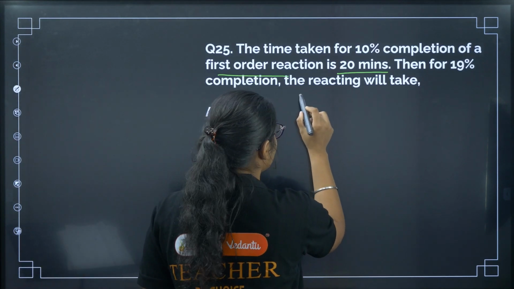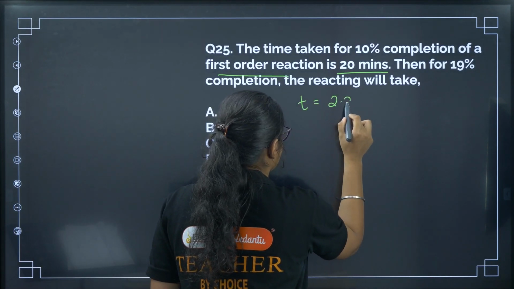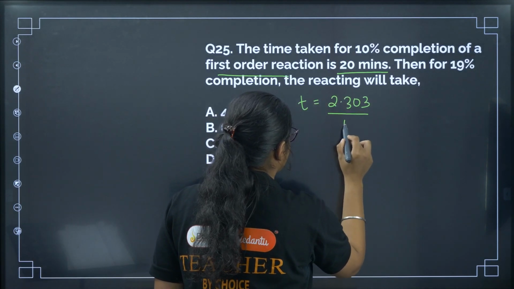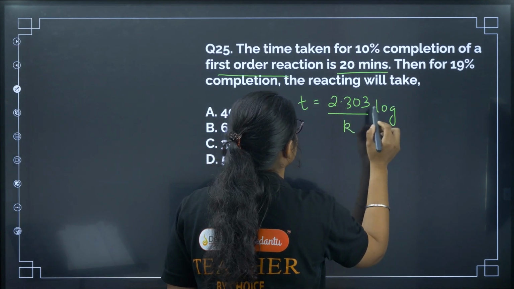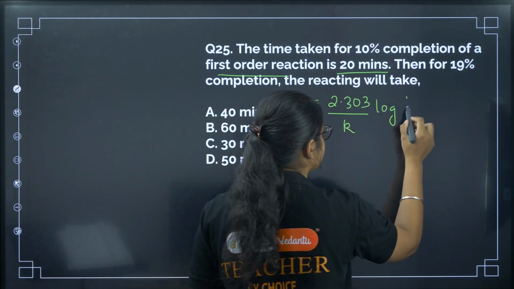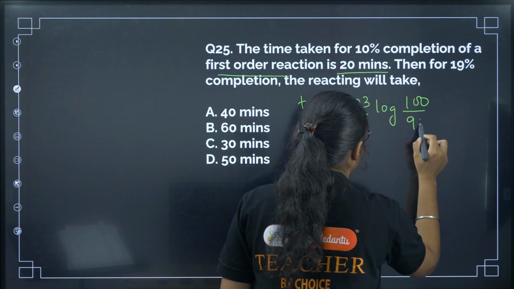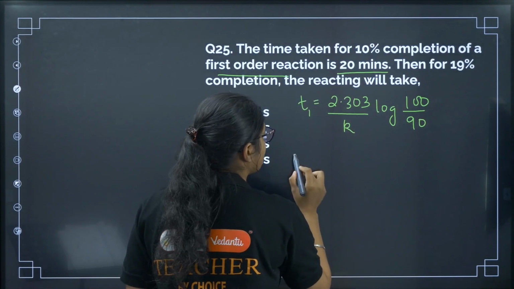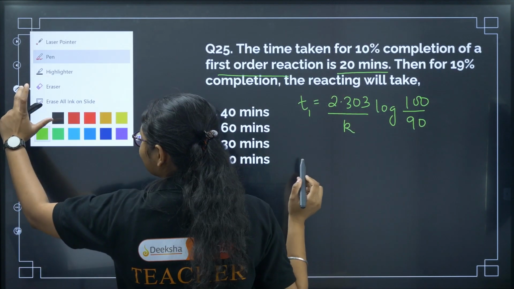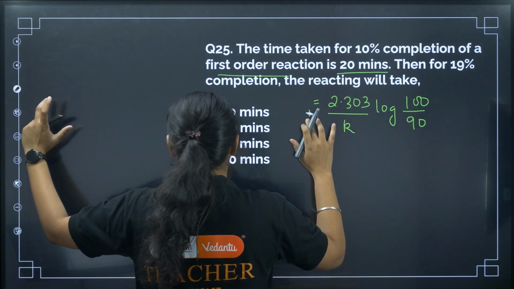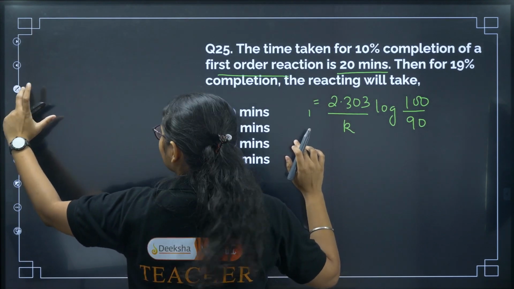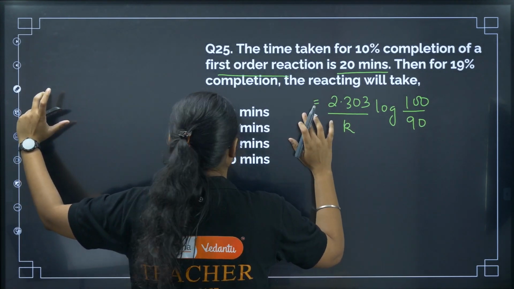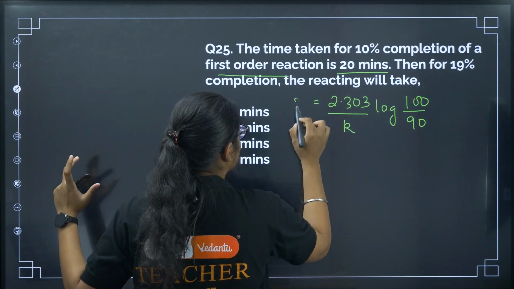We have this formula, t is equal to 2.303 by k log of, so first one is 10% completed, so remaining will be 90, and the next value is 20 minutes, right? So t1 is 20 minutes. So I'll substitute directly. Here we will get 20 minutes.